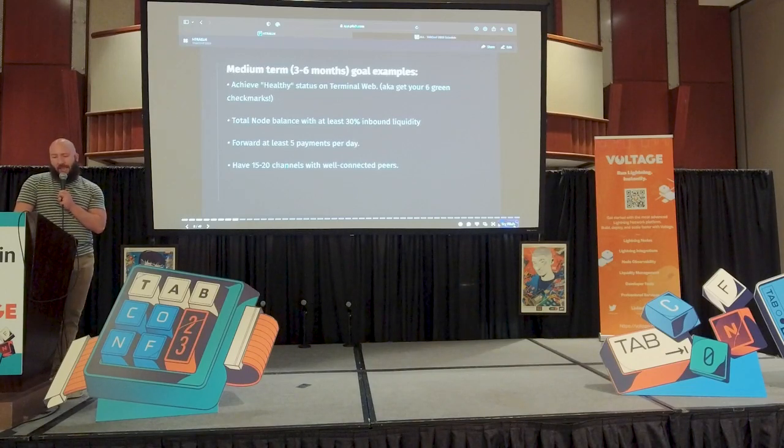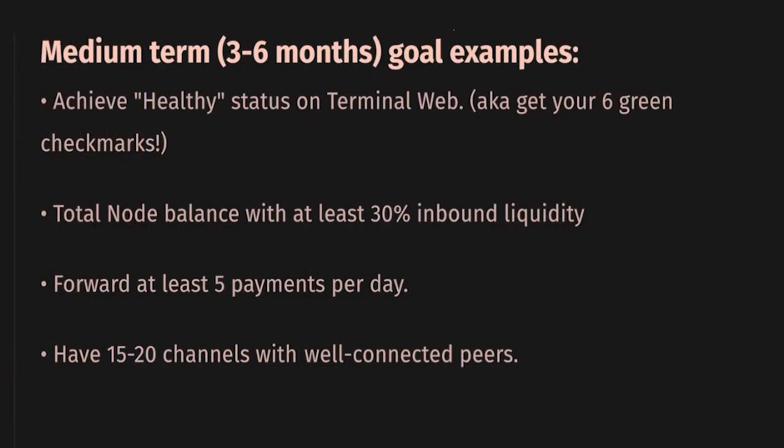And then over time, one of the easiest ways to understand if your node is decent or not is on a website run by Lightning Labs called terminal.lightning.engineering, and they have the 6 checkmark health check screen when you look up a node. We'll go over that screen here in a second, but you should be able to achieve that 6 checkmark healthy status by 6 months usually.